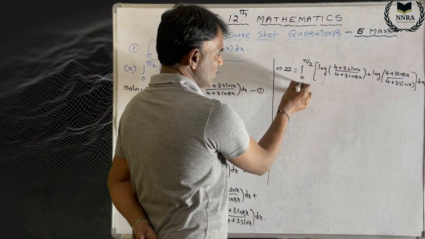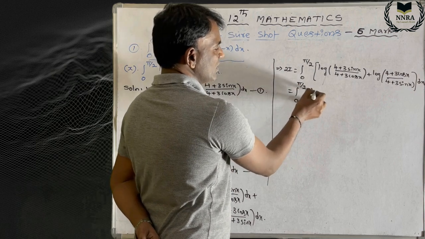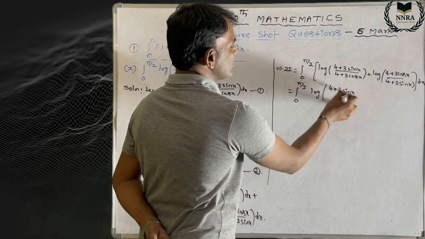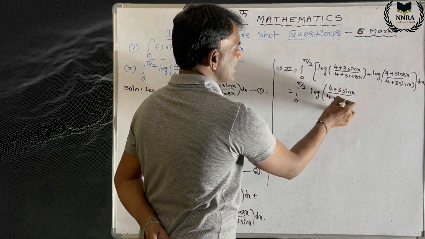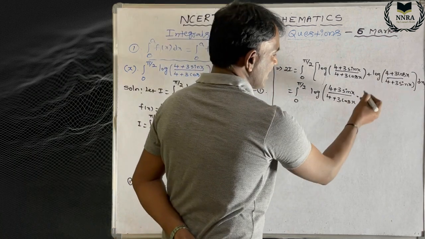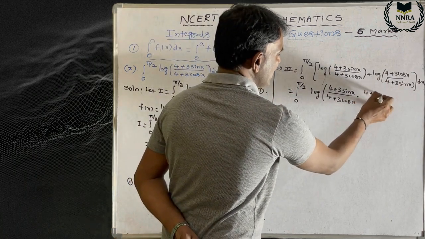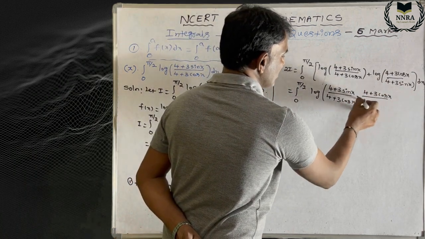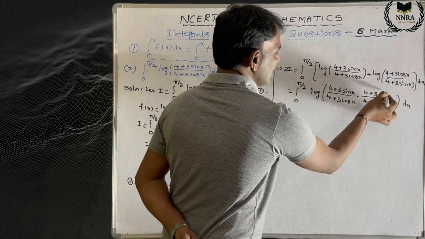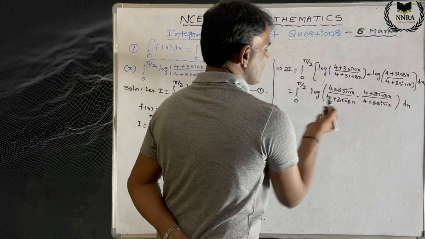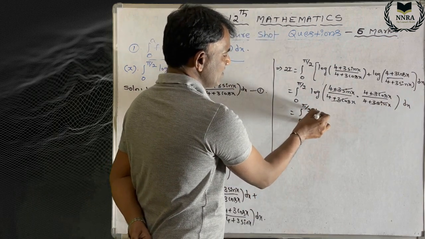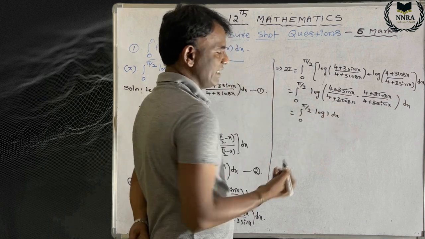So it is 0 to pi by 2. So log of, what is the first bracket value? 4 plus 3 sin x by 4 plus 3 cos x, right? So a into b. B means the second bracket value. What is that? 4 plus 3 cos x by 4 plus 3 sin x, then dx. Now both get cancelled. So what is the remaining value? Integral 0 to pi by 2, it is log 1 dx.